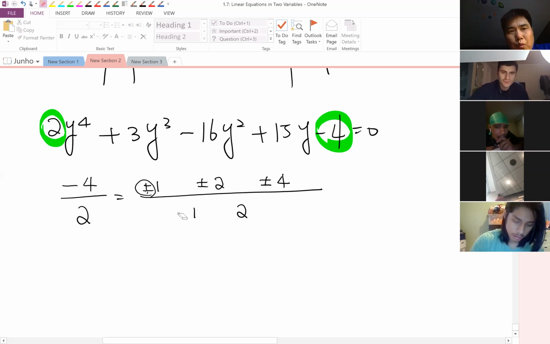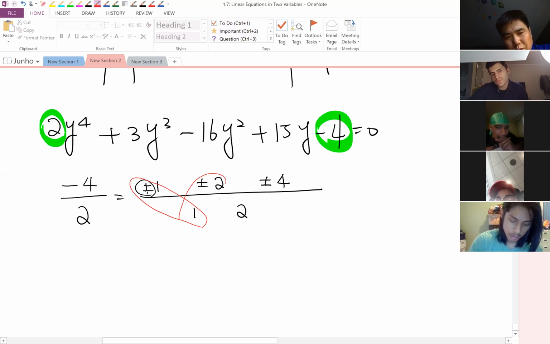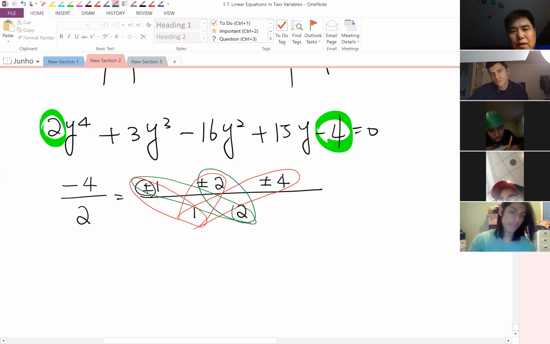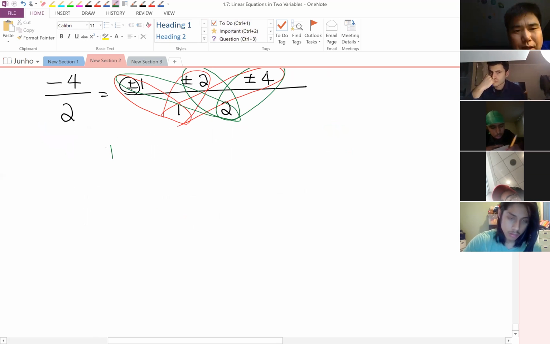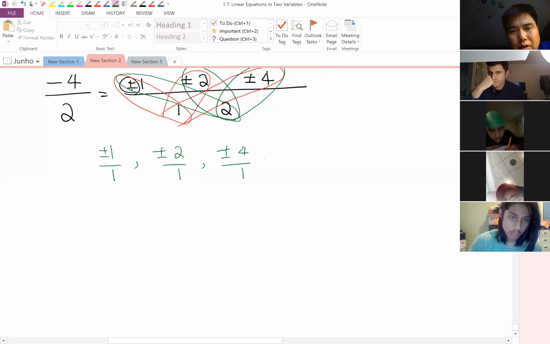Okay, then now we can make 1 over 1, 2 over 1, and then 4 over 1. Those will be one set of possible zeros. And another branch here, 1 over 2, 2 over 2, 4 over 2. If I list them, this becomes plus and minus 1 over 1, plus and minus 2 over 1, plus and minus 4 over 1, and then plus and minus 1 over 2, plus and minus 2 over 2, and then plus and minus 4 over 2, like this.